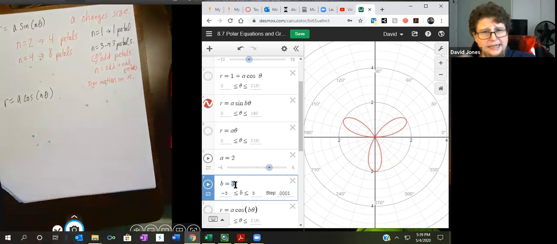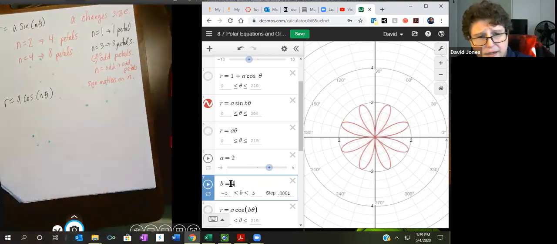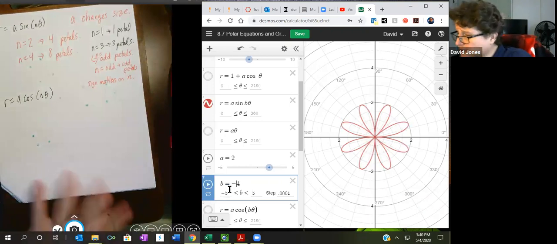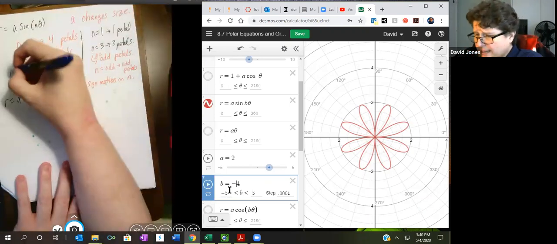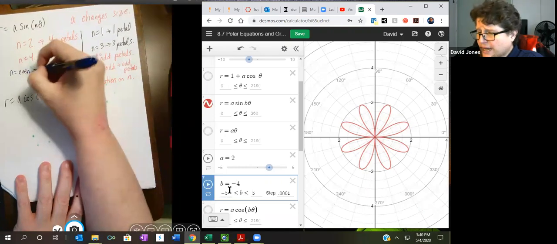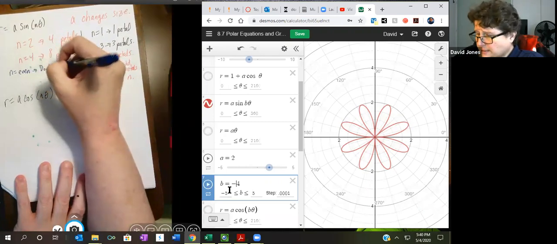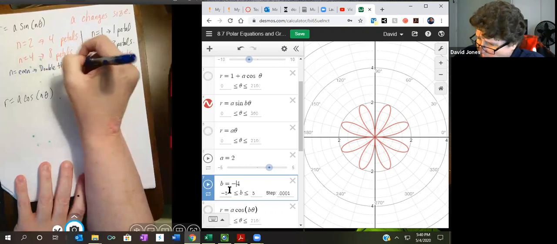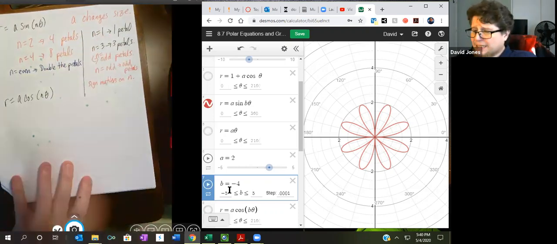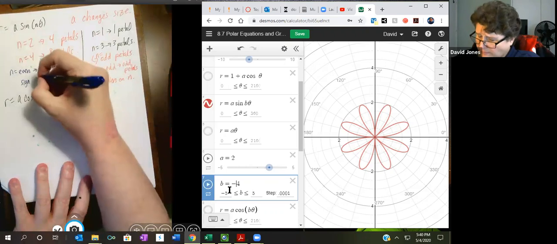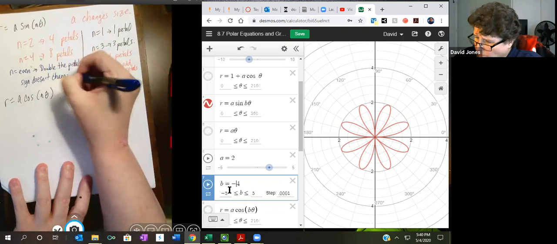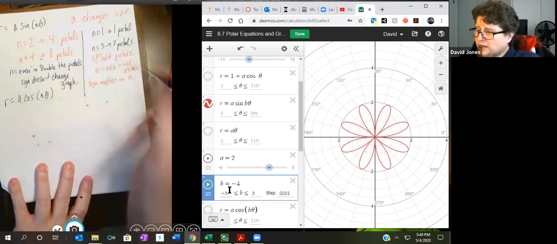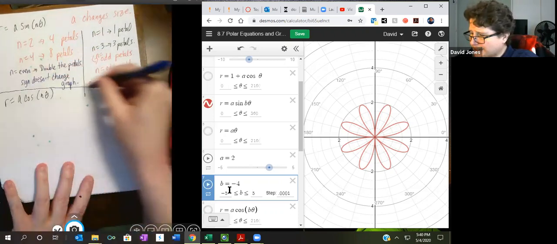When we look at n is even, we make it negative, it doesn't change the graph. When n is even, we have double the petals. But the sign doesn't change the graph. So this was a little bit of an exploratory thing in DESMOS.